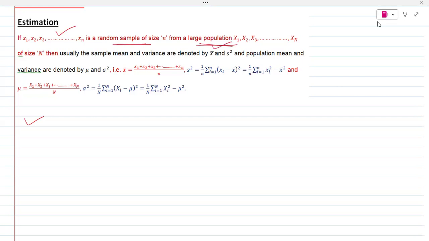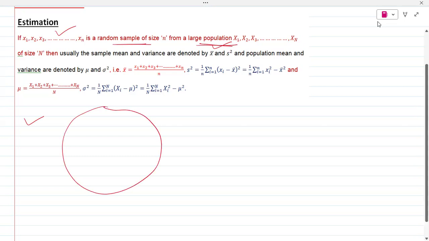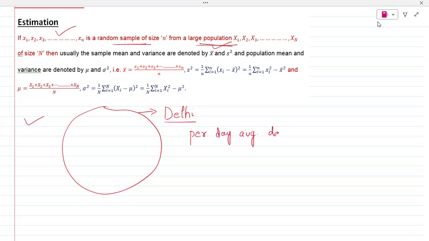Suppose there is a city, any city, say Delhi. Actually, Delhi is now a state, so let us take this state, Delhi, New Delhi. About this Delhi, I want to estimate the per day average data usage per person.